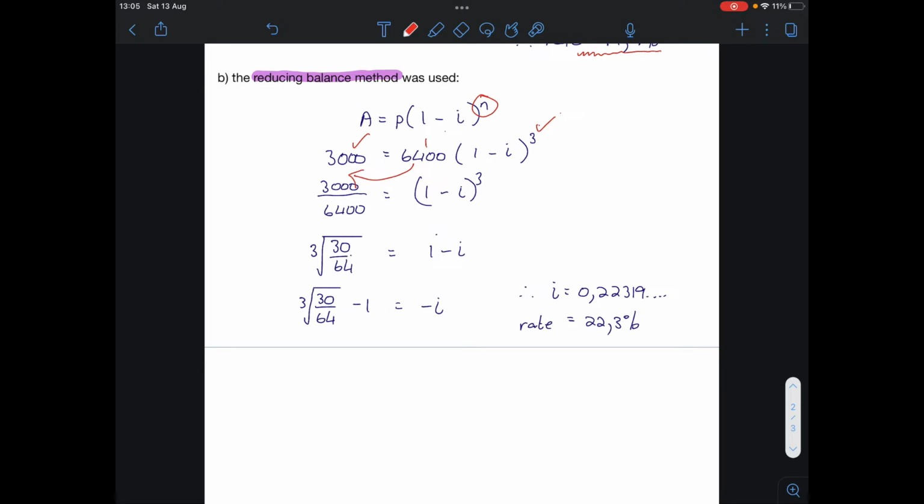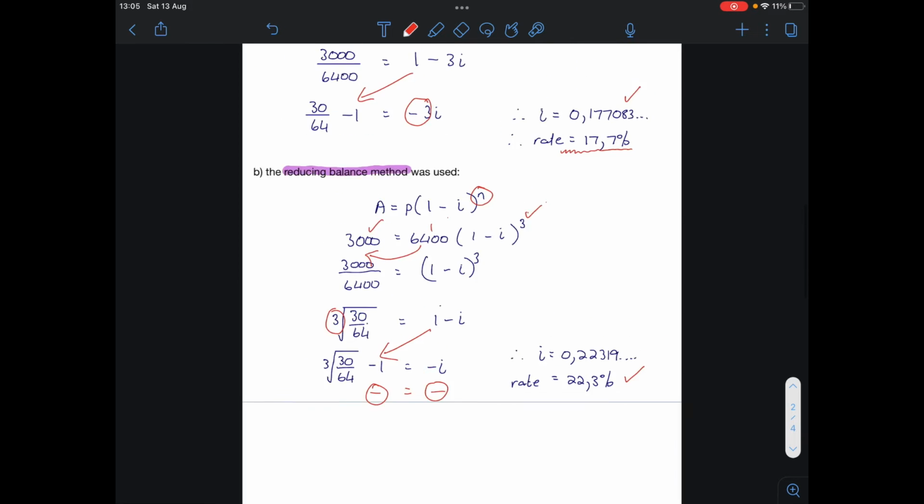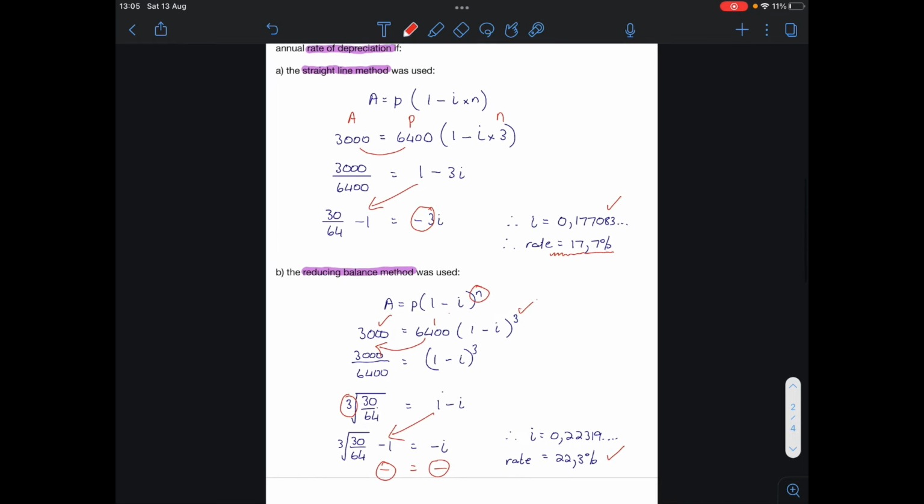So we divide by the 6,400, take the cube root of that, subtract 1, and then we would end up with a negative on both sides. So we would just divide both sides by a negative, and we would end up with a rate of 22.3%. Okay, I think as you have these worked examples in front of you, you can just press pause and go through them slowly. But I think it's pretty straightforward.